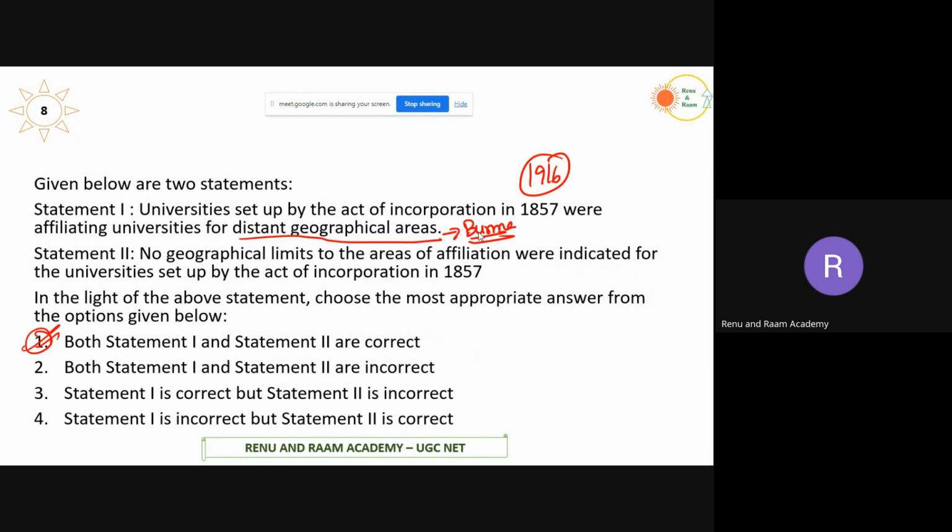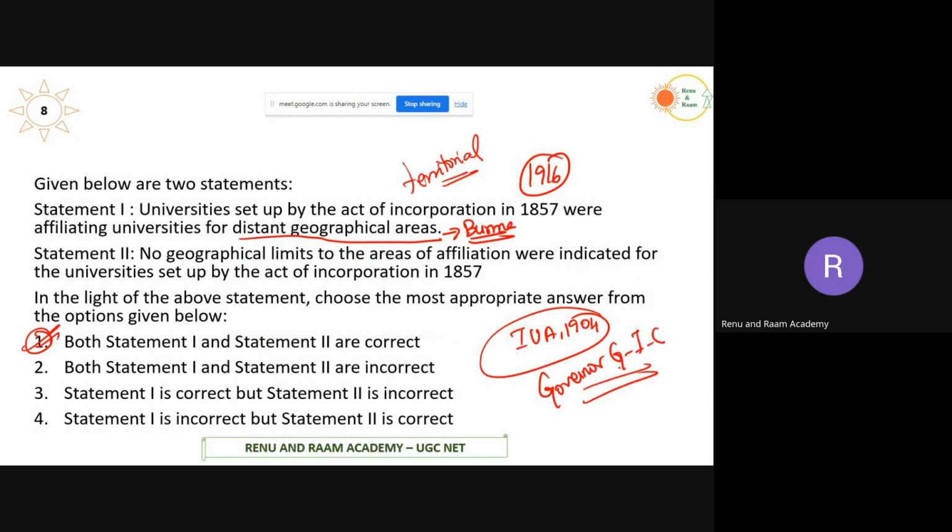Coming to the next one, the geographical limit can also be called the territorial limits. The territorial limit of each university was not defined in 1857. Rather, it was defined in the Indian Universities Act 1904. In the 1904 Act, it is said that the territorial limit of each university would be defined by the Governor General in Council. Earlier the jurisdiction was not considered. Even the University of Calcutta had enormous territorial jurisdiction. So we don't have an exact limit for these universities in the 1857 Act. So the answer would be the first one.